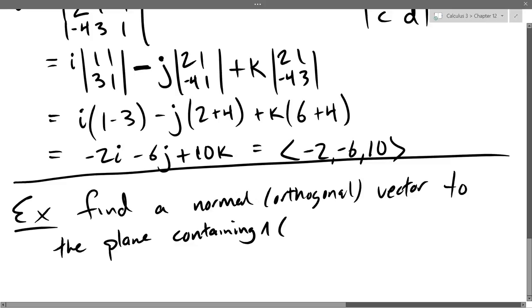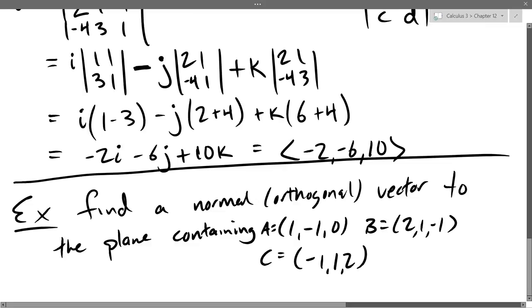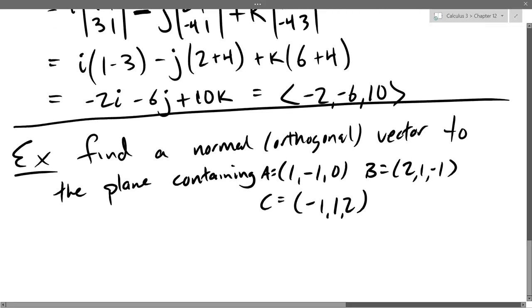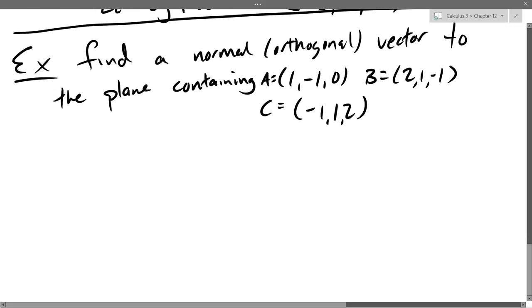So our points, point A will be 1, negative 1, 0. Point B will be 2, 1, negative 1. Point C will be negative 1, 1, 2. All right, so I'm going to graph out points A, B, and C.